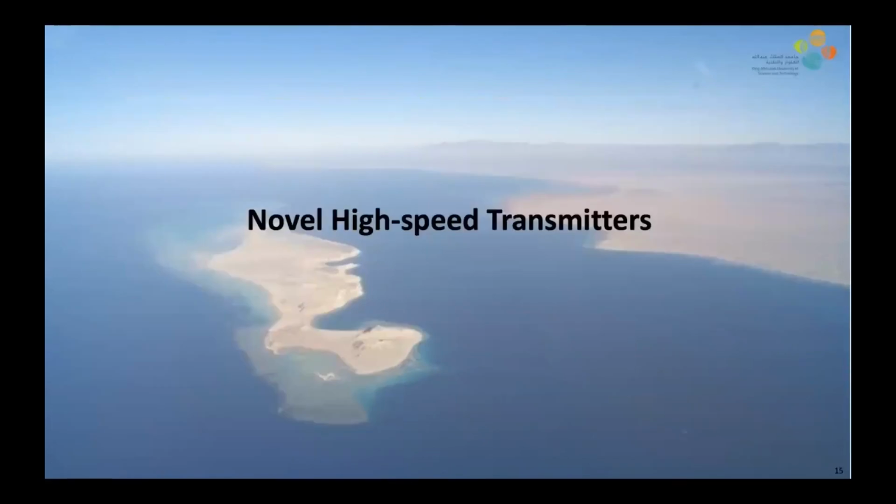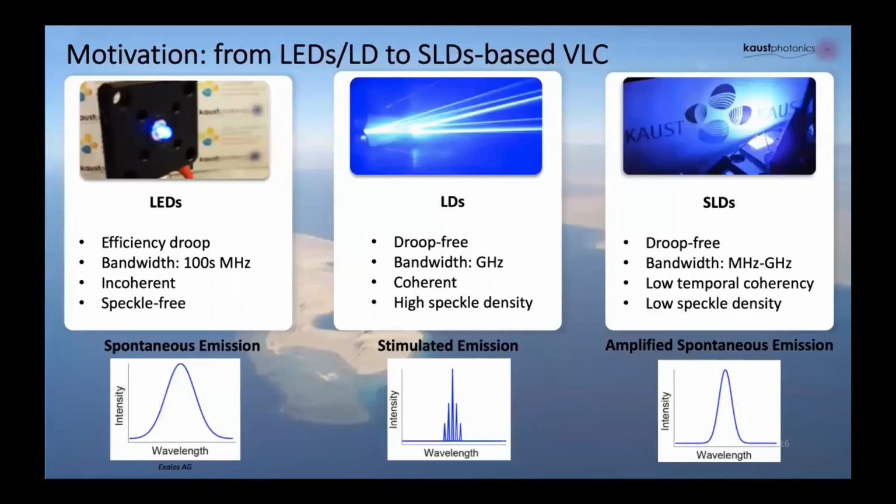For another new type of high-speed transmitter, we are very much looking into superluminescent diodes. We talked a little bit about the LED and the pros and cons of using the LED. Efficiency droop is always the issue. Bandwidth is always the issue. And laser diodes, although they are droop free, even at high injection you are still able to get very constant external quantum efficiency, and bandwidth is always gigabit per second.